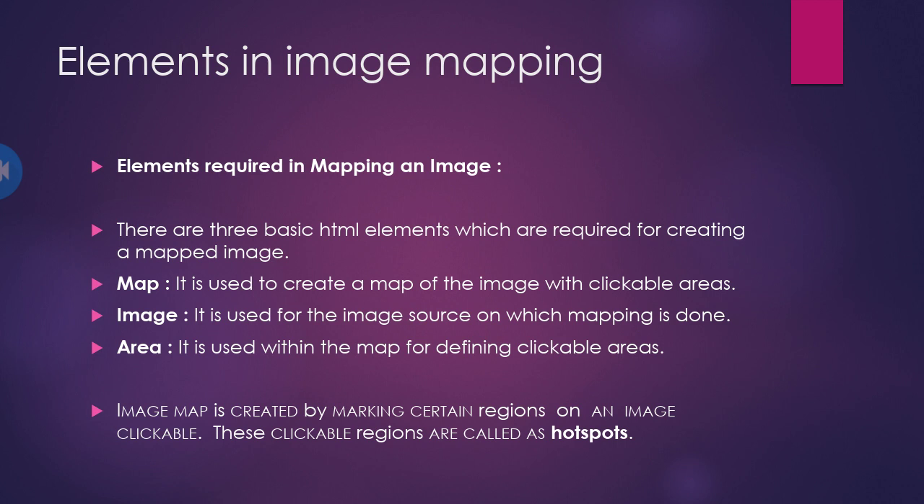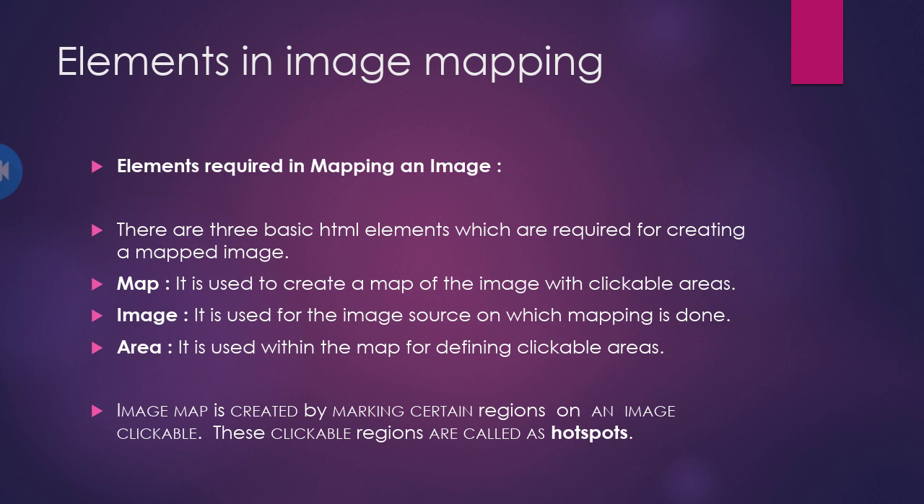It means you have to provide mapping on some particular area. To provide mapping, you have to use the tag. I will explain in the next slide about the tag, how to use it. So you have to use a map tag, mapping tag on the clickable area, on the selected area. Next is image. You must have an image on which you have to do mapping. So image is used for the image source on which mapping is done.